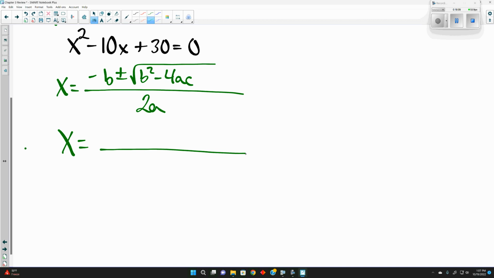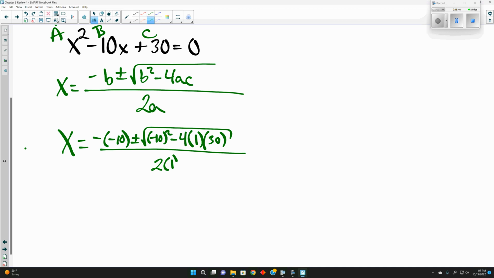So A, B, C. B in our case is -10, because we take the sign in front of it, and we're going to plug it in everywhere there's a B. So we'd have -10 plus or minus the square root of -10 squared, minus 4 times A, which is 1, since there's not a number specifically written in front of x squared, it is 1. And C is 30, all over 2 times 1.